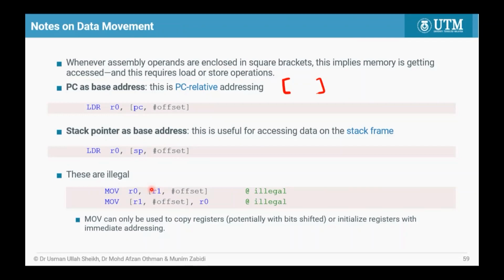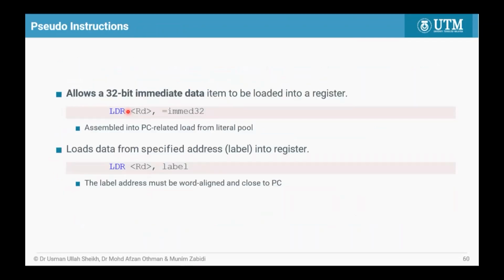Okay, so this is a pseudo instruction. Why do we use a pseudo instruction? Because if you're going to load data that is bigger than 8-bit, you cannot use the MOV instruction. The MOV instruction is just for 8-bit data. So in order to overcome that, you can use the pseudo instruction, which uses LDR followed by your destination register and equal to your immediate value. The immediate value can be up to 32 bits. So this is what we call a pseudo instruction, used to load 32-bit data to your registers.